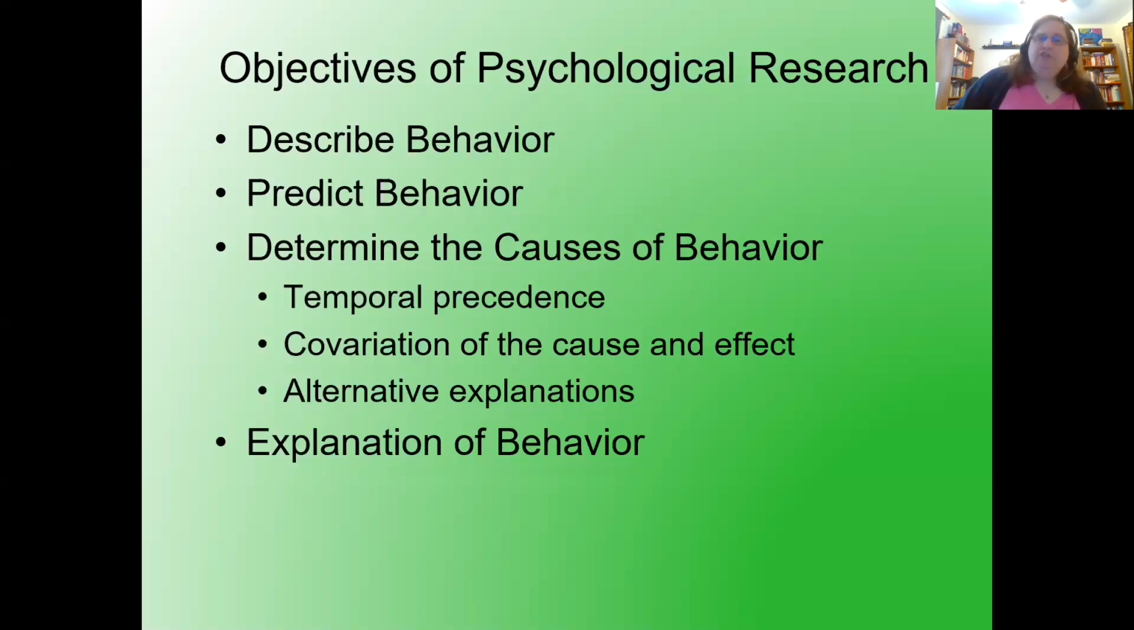The next objective might be to determine the causes of behavior. And this is where it starts to get really tricky to determine cause. We'll talk a little bit more about it as we go forward. But to start off, let's just talk about a few things you need in order to determine the causes of behavior. First thing you need is what's called temporal precedence, which sounds kind of fancy, but it really isn't. It means that the cause has to happen before the effect. So you drop a piece of paper, it lands on the ground. The cause was dropping the paper, gravity took over, and it landed on the ground.